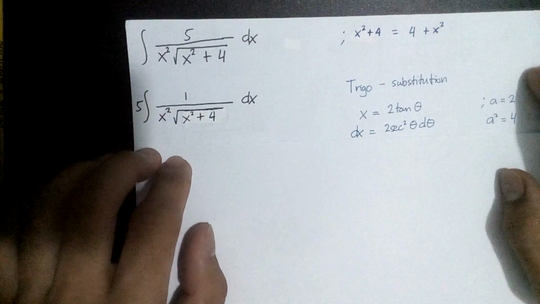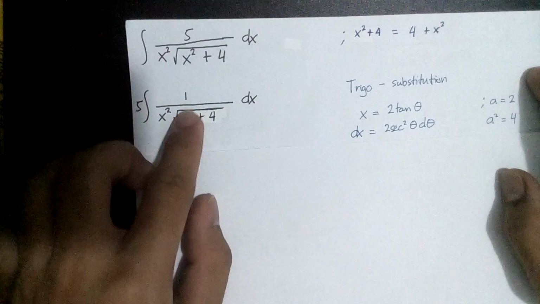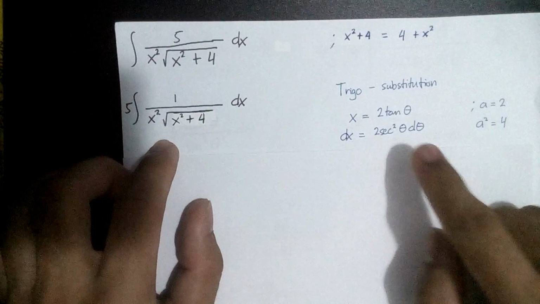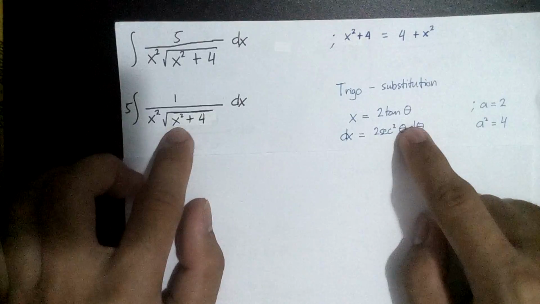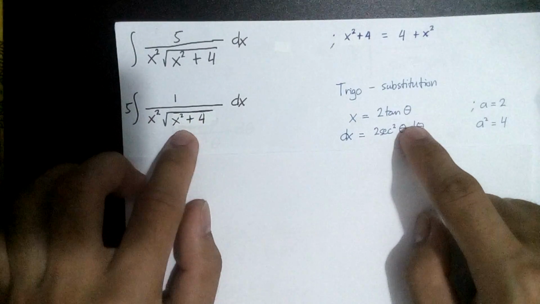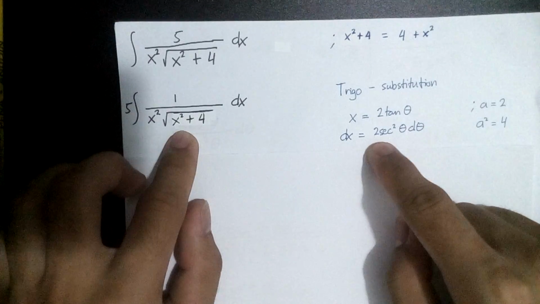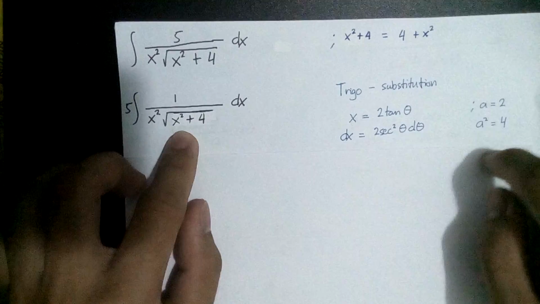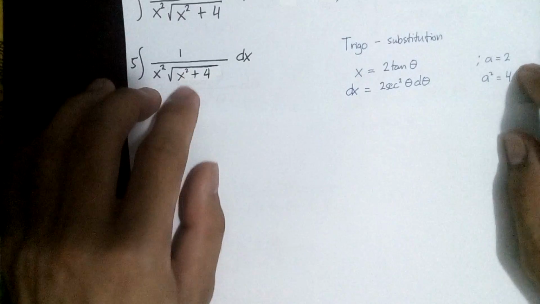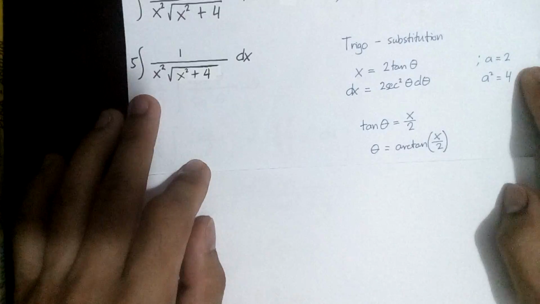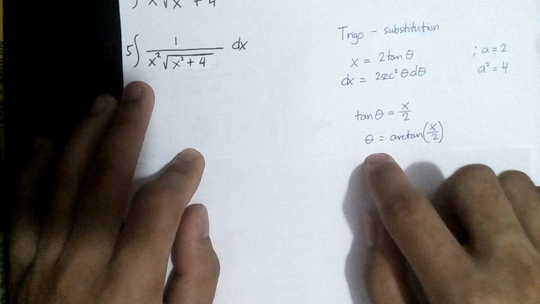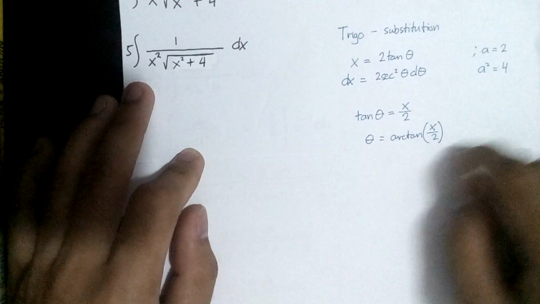First things first, we transfer our constant outside the integral, and then we let x be 2 tan theta, since it is a constant squared plus a variable squared, and our dx be 2 secant squared theta d theta, our a being equal to 2, and our a squared equal to 4. With our substitution, we also calculate the value of tan theta and theta itself, which is arctan x over 2.